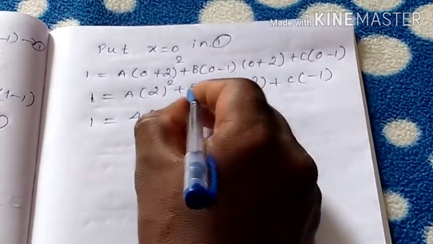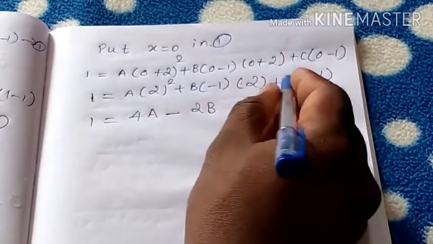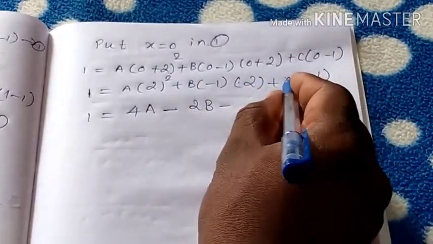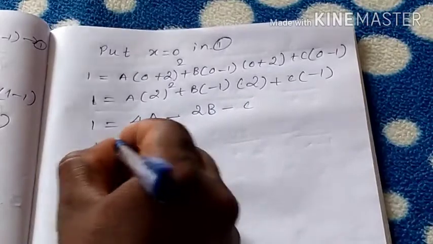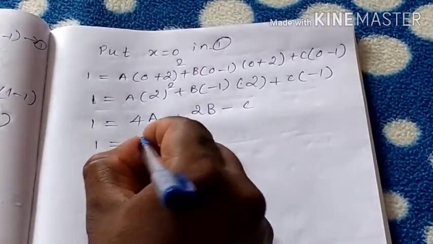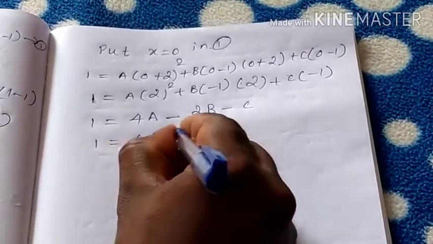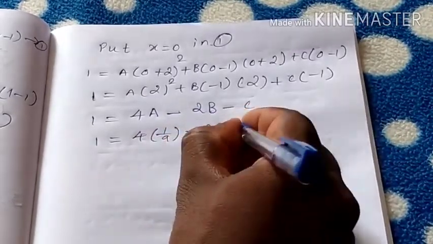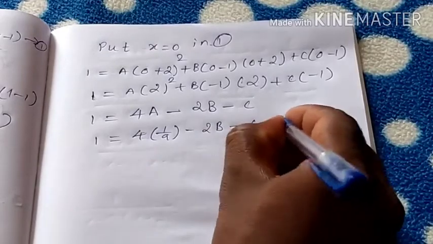1 2s are 2, 2b. Plus into minus minus, 1 into c, c. 1 equal to. Now substitute a and c value. 4 into a is equal to 1 by 9. Minus 2b minus c is equal to minus 1 by 3.